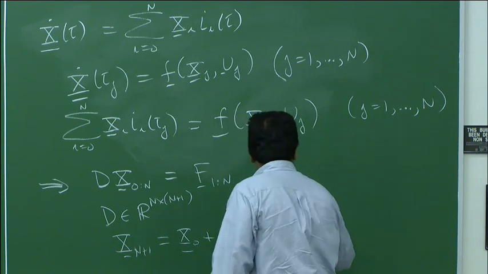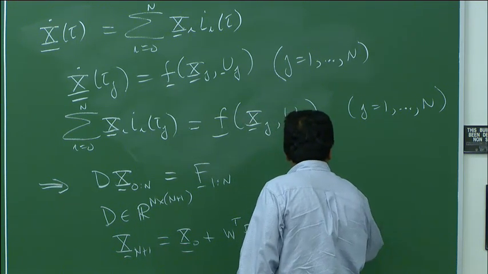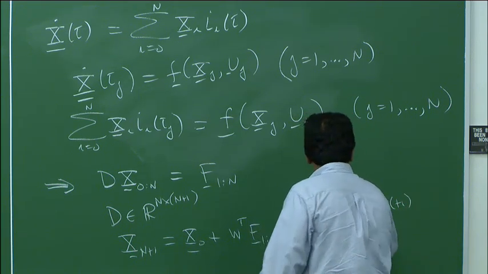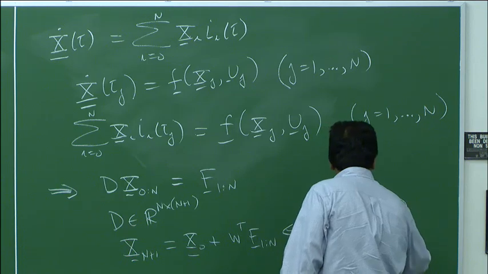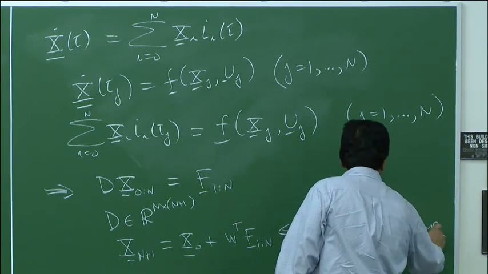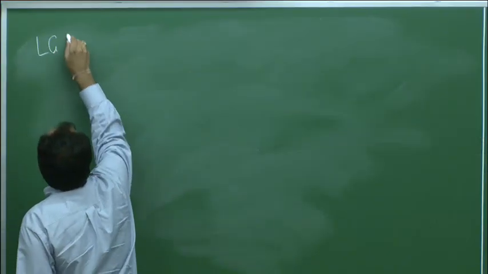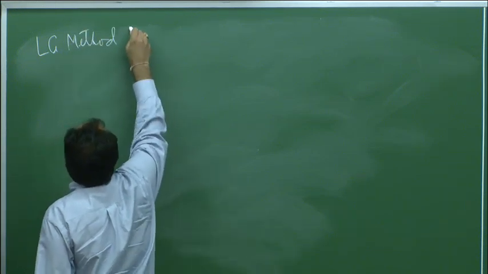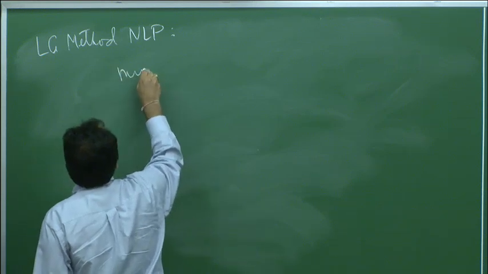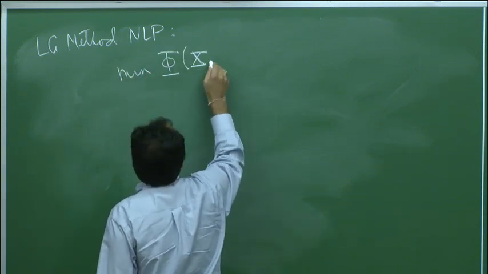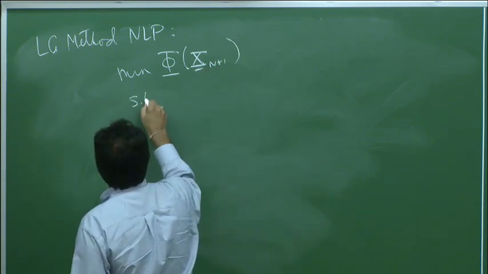And this is the estimate of x at plus 1 using LG quadrature. Okay, now we have the stage set to do the rest of this. When you discretize using the Gauss pseudospectral method, the NLP that comes out is as follows. The Legendre-Gauss method NLP says minimize phi of x_(n+1), subject to the following constraints.